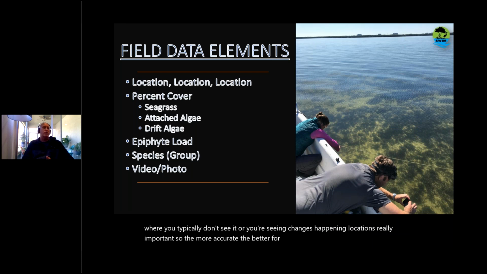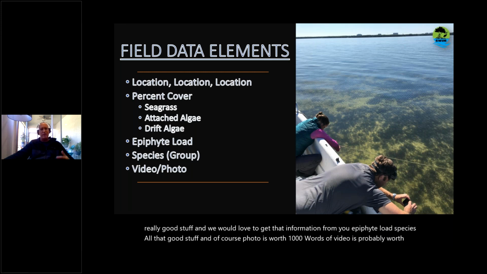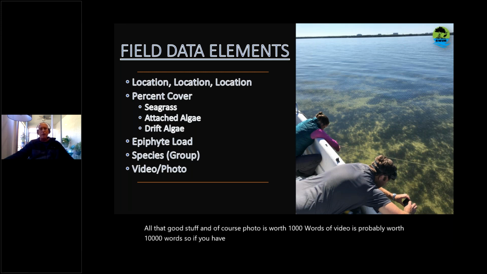Percent cover is actually really important too, even if it's just an aerial estimate. It doesn't have to be something as fancy as a quadrat or a Braun-Blanquet score. If it's just an estimate of percent cover of whether it's seagrass, attached algae, drift algae, whatever it may be, that's really good stuff, and we would love to get that information from you. Epiphyte loads, species, all that good stuff. And of course, a photo is worth 1,000 words. A video is probably worth 10,000 words. So if you have that, please feel free to share that as well.